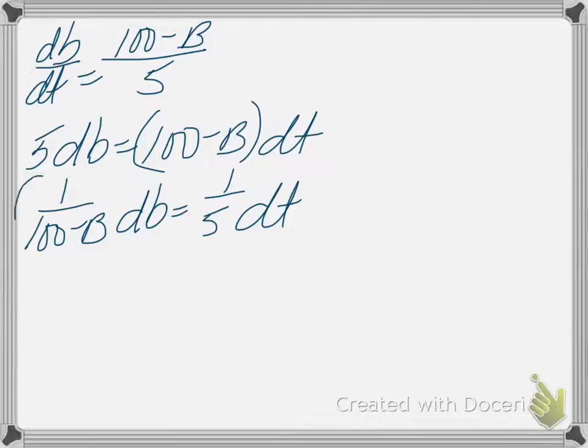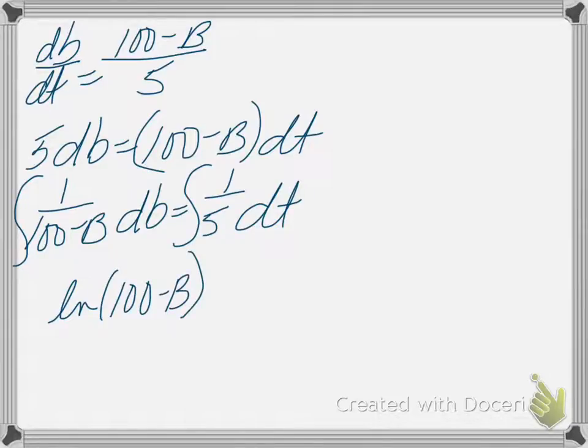And then you have to take the integral of each side. So this is going to become ln of 100 minus b. But if you do a check to make sure you did it right, if you take the derivative of ln of 100 minus b, you're going to get 1 over 100 minus b times -1. So you have an extra -1, so you've got to add a negative there to get rid of it. And the other side is just going to be 1/5 t dt. Oh, what am I talking about? Plus c. Plus c. Okay.